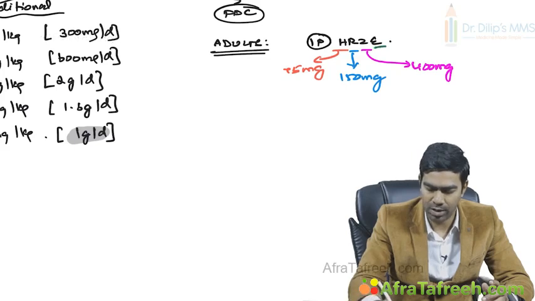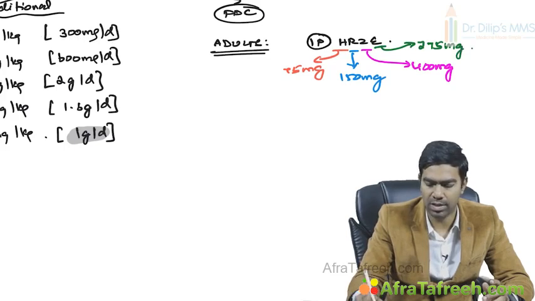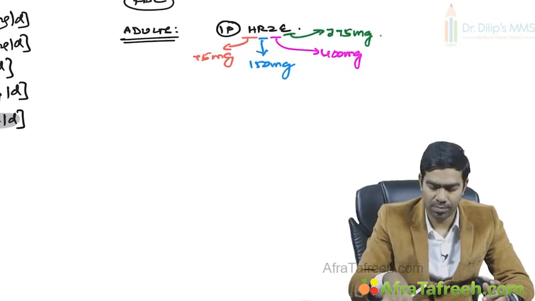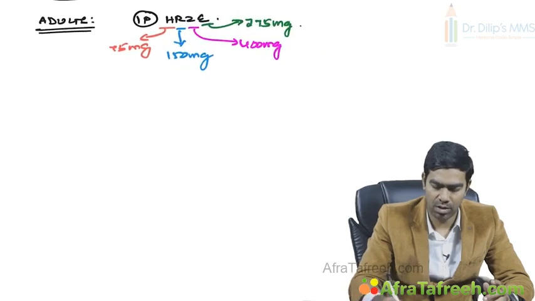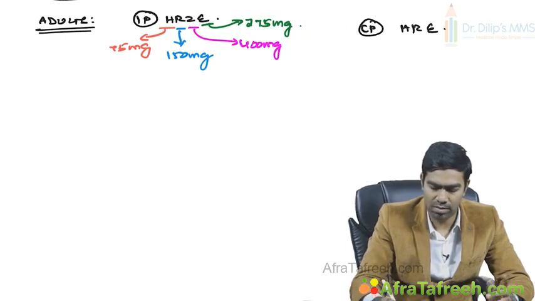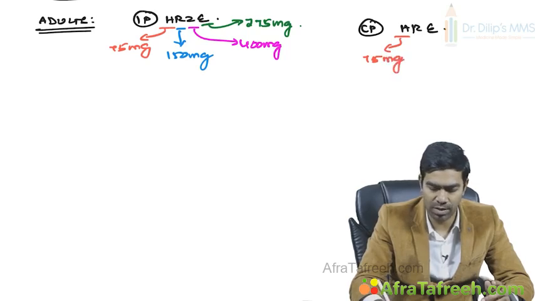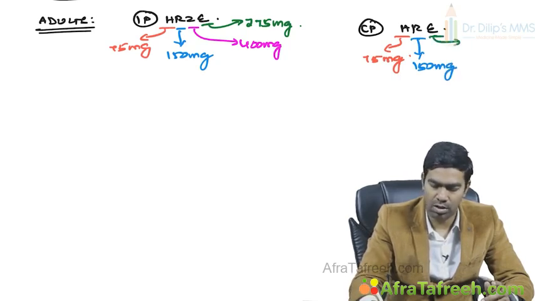And finally, your ethambutol will be having 275 milligram in a particular FDC tablet. Similarly, in the continuation phase, you are going to use HRE tablets, and this is going to have almost the same: isoniazid 75 milligram, rifampicin 150 milligram, and ethambutol 275 milligram.